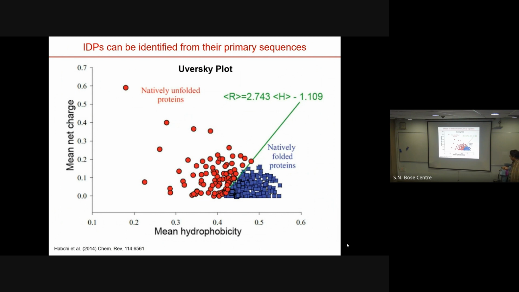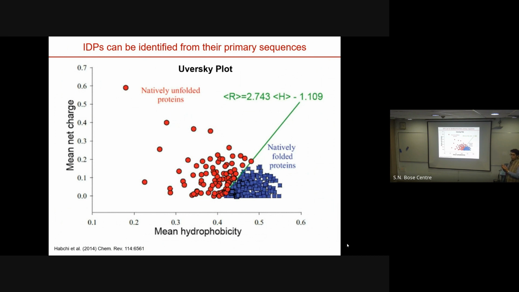Quite some time back, Uversky showed that if you calculate the mean hydrophobicity of a protein and the mean net charge of a protein, and you plot them, we can actually see a distinction between proteins which are disordered versus proteins which are natively folded, right? And this line which separates these two is called the Uversky line. Okay. Intuitively, you can see that this is expected.